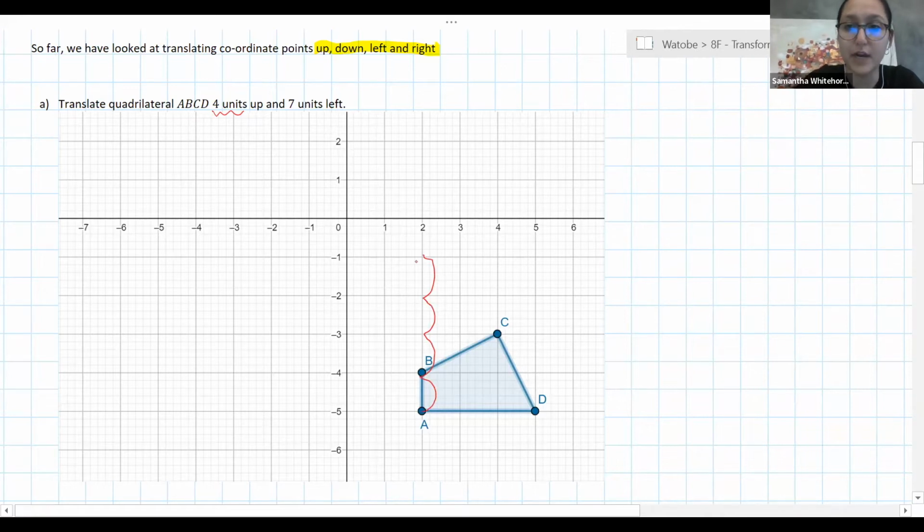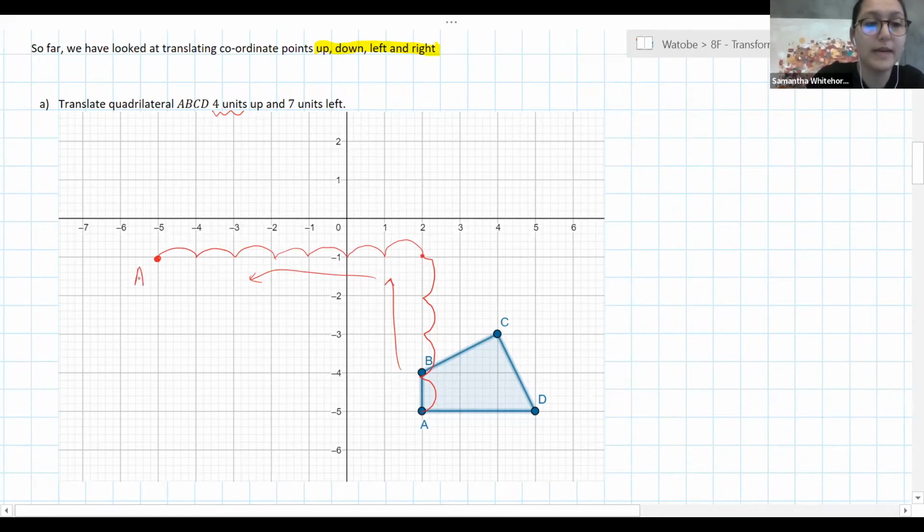Now that isn't my final position. It still has to be moved left, but now I know sort of where the movement up is going to take me. If you want to do it all in one step, well, you know this has to move 7 units left. So we can go 1, 2, 3, 4, 5, 6, 7. And where I end up after going up and to the left, according to the number of units I've been told to do, is my new coordinate for A.